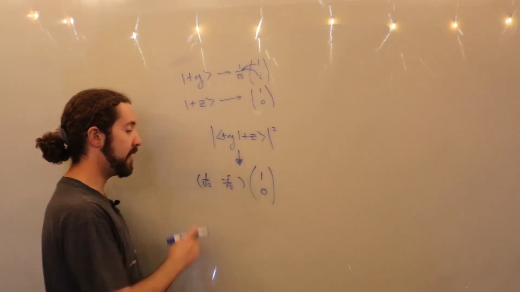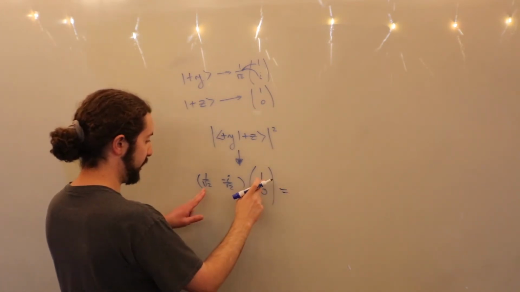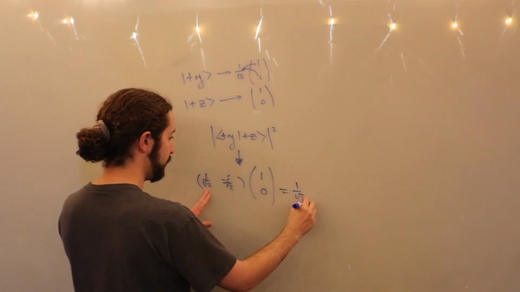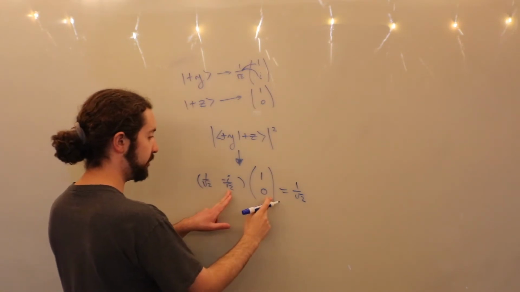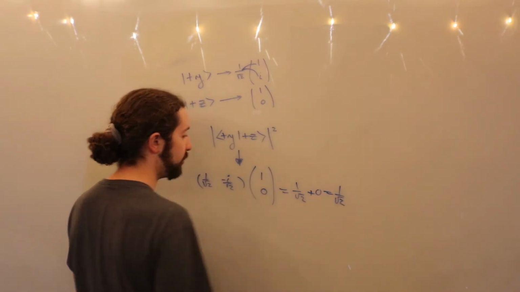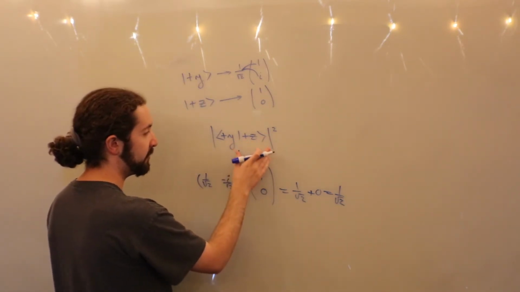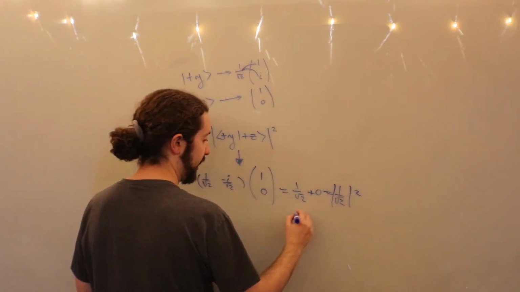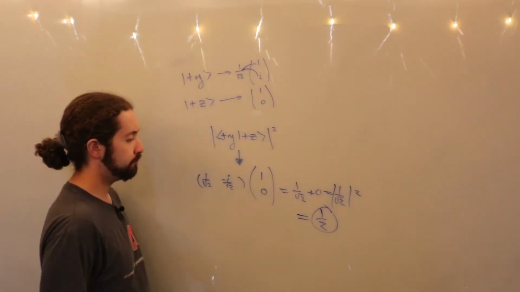All right, now we are ready to multiply our matrices together, and what do we get? We get 1 times 1 over root 2, so 1 over root 2, plus 0 times negative i over root 2, which is just going to be 0. So this is just going to be 1 over root 2. And then remember, we have to take this number and take the absolute value squared, and that will give us our final probability, which is exactly 1/2.